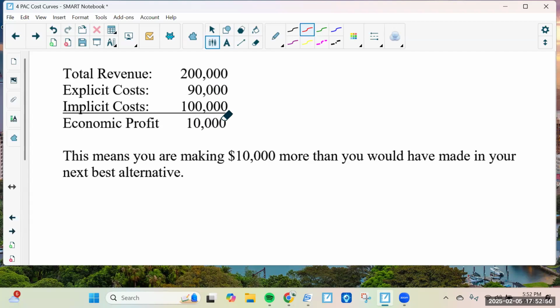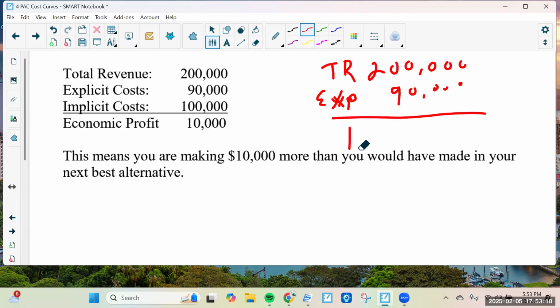So quickly, see if you can figure out what the accountant will say. Now it will say you made $200,000. You paid explicit costs to others, $90,000. And they're saying, congratulations, you made $110,000 in accounting profit. Again, you're thinking, well, 110, really? I would have made 100 in my other job, so I'm only $10,000 better. But hey, you're $10,000 better. That's what we call an economic profit.